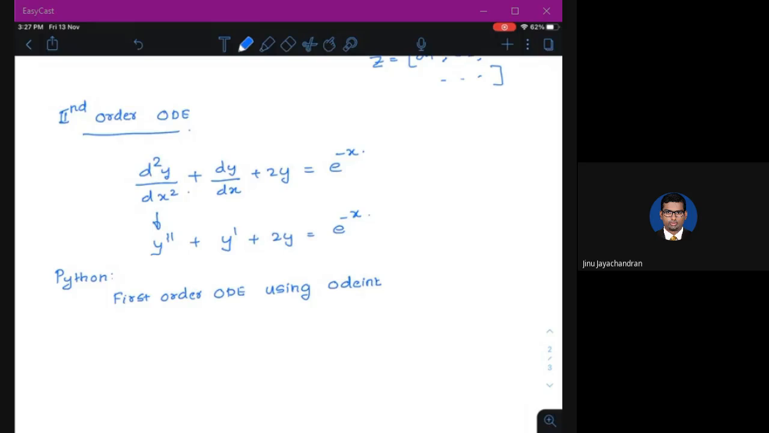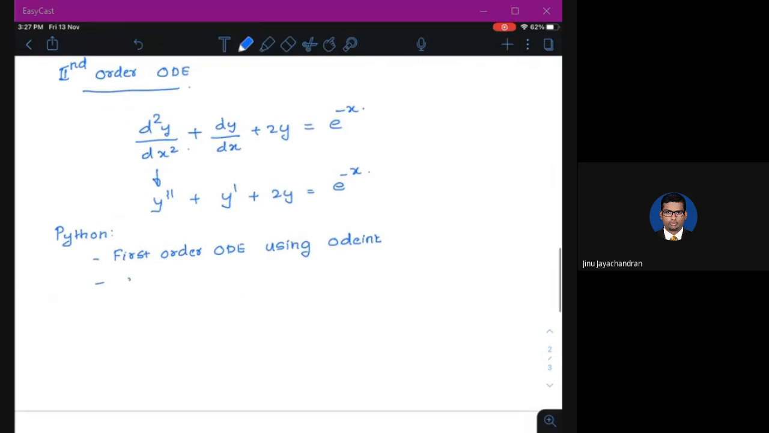You cannot solve a second order differential equation. So what we are going to do is to convert the second order ODE to first order ODE. Basically, now you will get two equations, but both are of first order, and then you can just substitute in odeint and you will get the value.